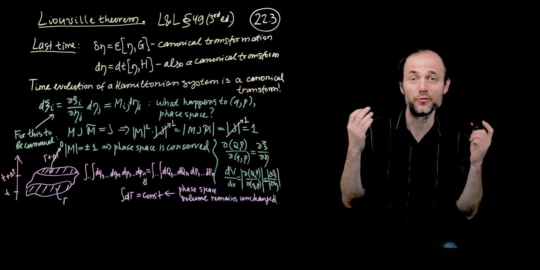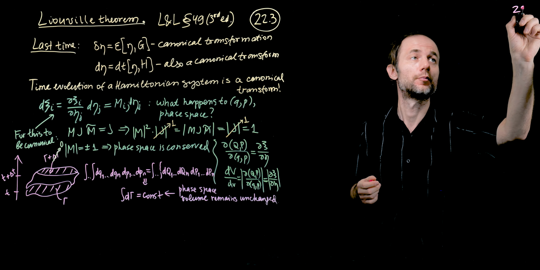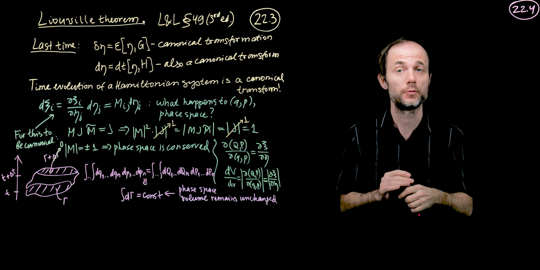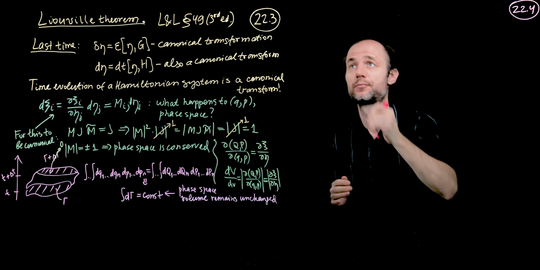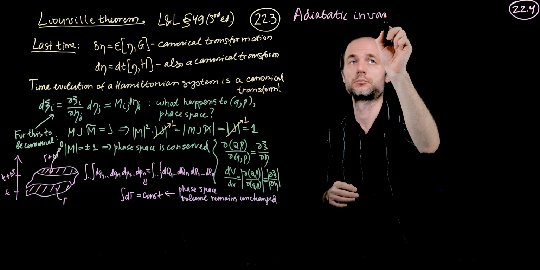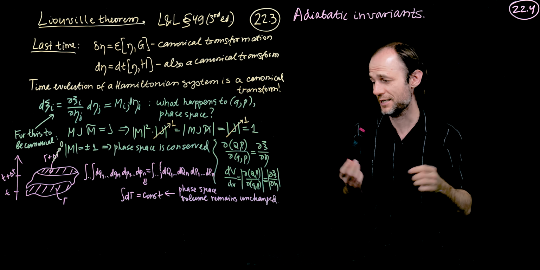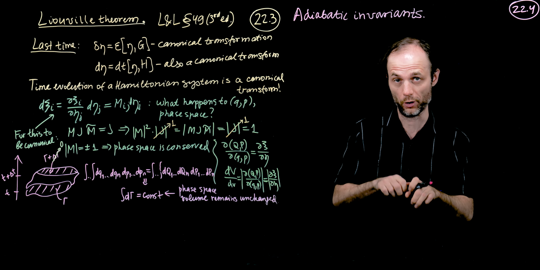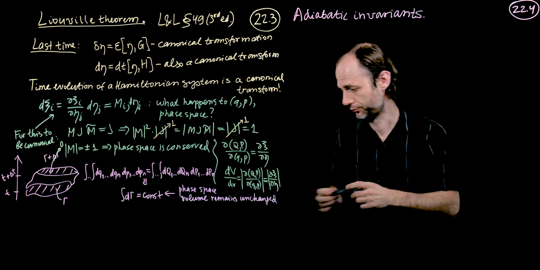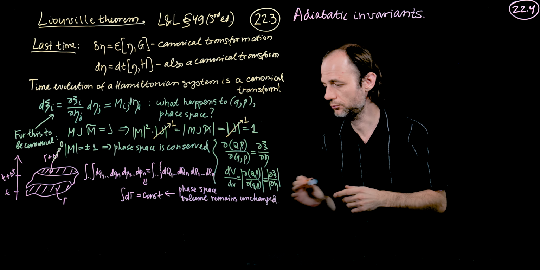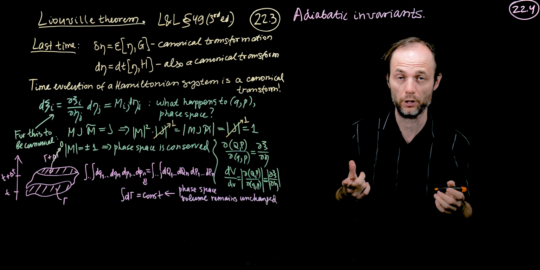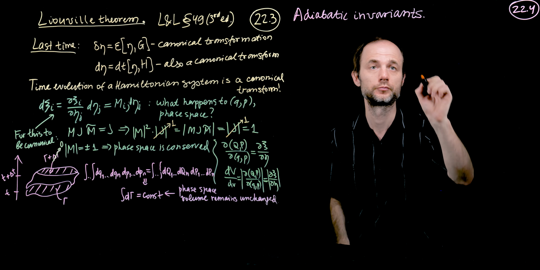Hello and welcome to part 4 of lecture 22. Where, as promised, we're talking about adiabatic invariants. So, what are the adiabatic invariants? Let us consider an example of a particle in a magnetic field, in fact a charged particle in a magnetic field.